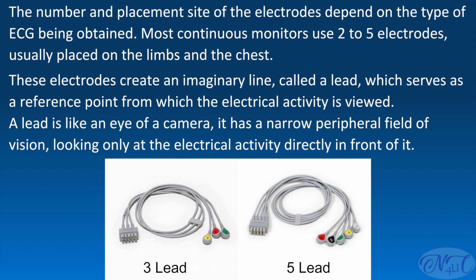Most continuous monitors use 2 to 5 electrodes, usually placed on the limbs and the chest. These electrodes create an imaginary line called a lead, which serves as a reference point from which the electrical activity is viewed. A lead is like an eye of a camera. It has a narrow peripheral field of vision, looking only at the electrical activity directly in front of it.